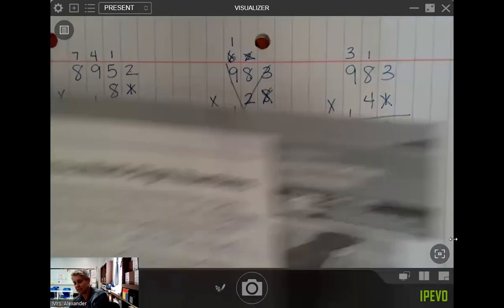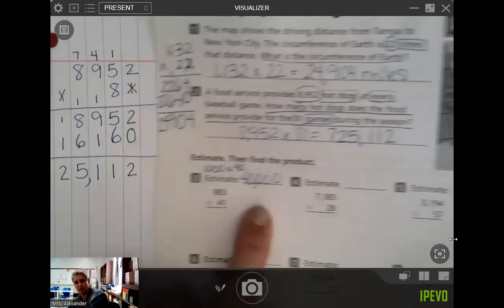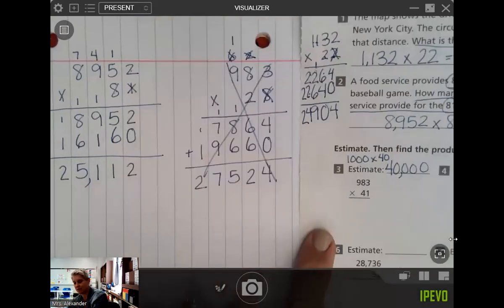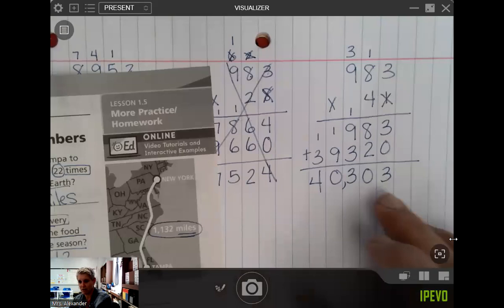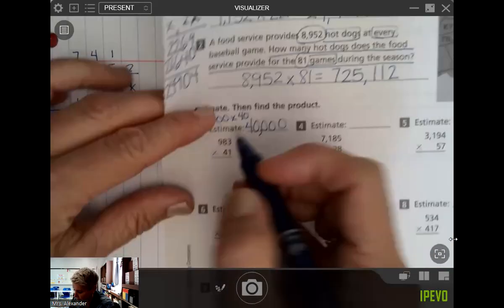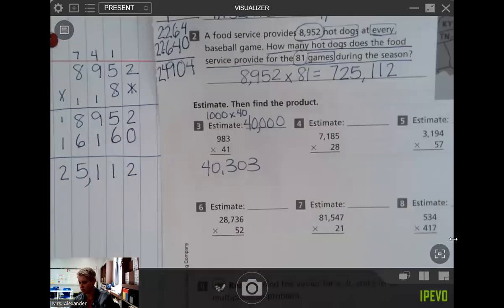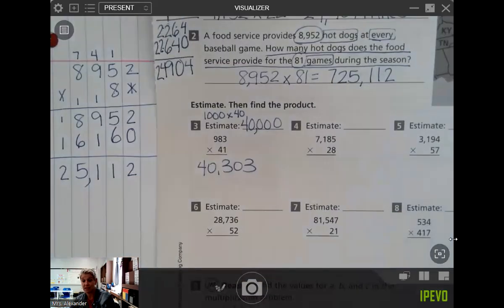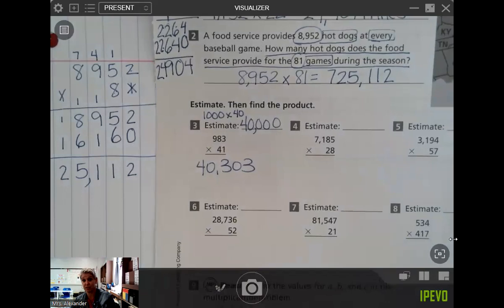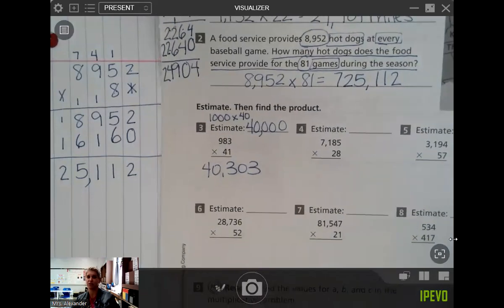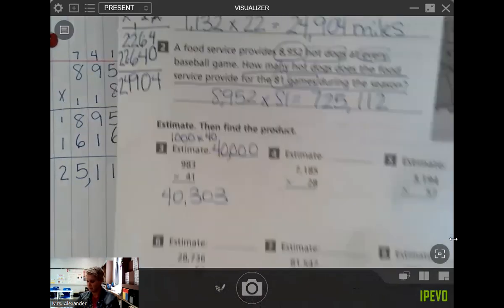Oh, and do you know why I realized this one was incorrect? I looked back at our estimate and I was like, why am I so far off? Look at this much better answer now. 40,303. Isn't that a much better answer for our estimate? Lesson learned. Pay attention and always go back and check if you can to see if your answer is reasonable.